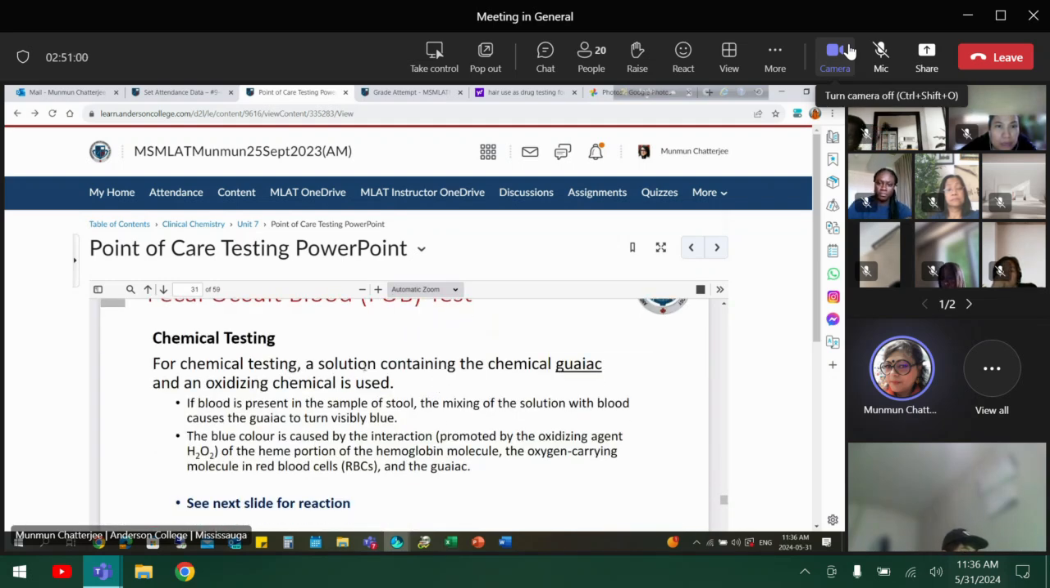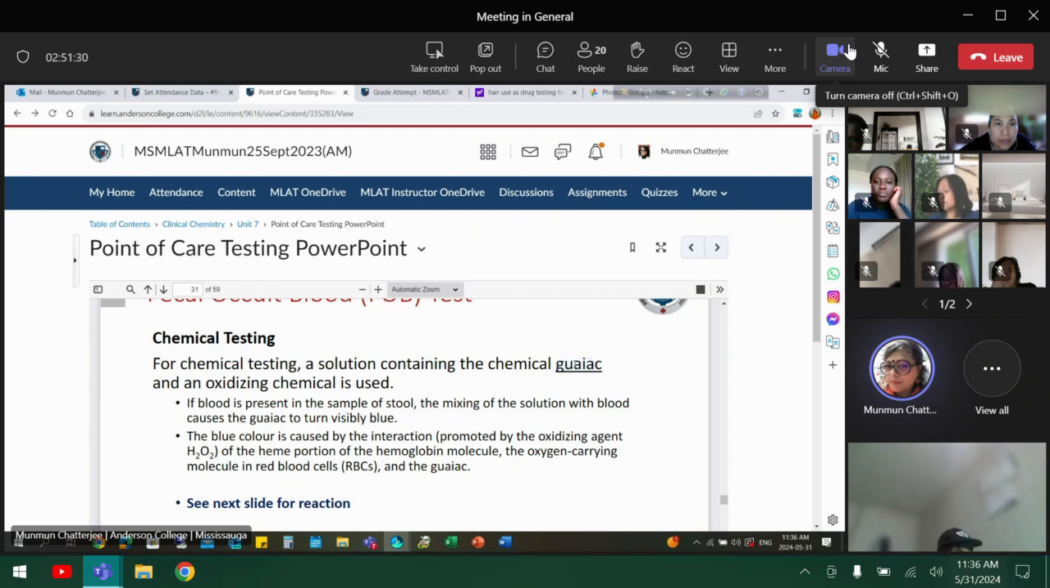For chemical testing, a solution containing the chemical guaiac is used. You have to remember this, sometimes it comes as a question: which solution is used for FOBT testing for the color development? Guaiac. If blood is present in the stool sample, the mixing of the solution with blood causes guaiac to turn visibly blue.